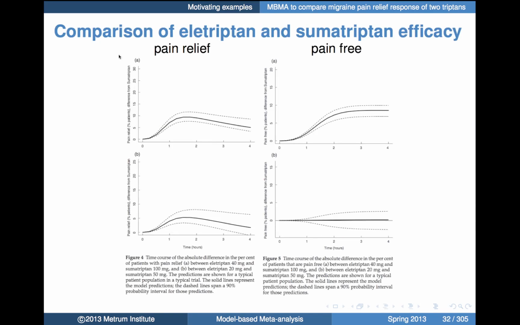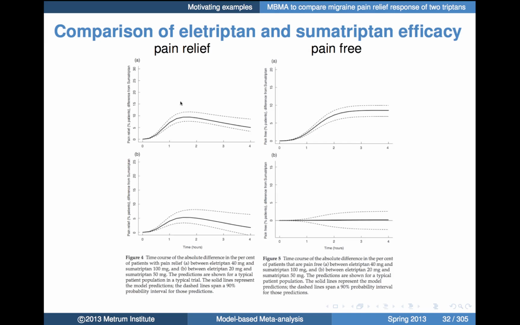Everything used sumatriptan as the reference treatment, and then looked at the difference between the result for elatriptan and that for sumatriptan. And you can see they looked at it as a function of time. And they did this, let's see, I've got to remember which thing is which here. Okay, so the top curve, so we get pain relief for the left-hand ones, pain-free for the right-hand.